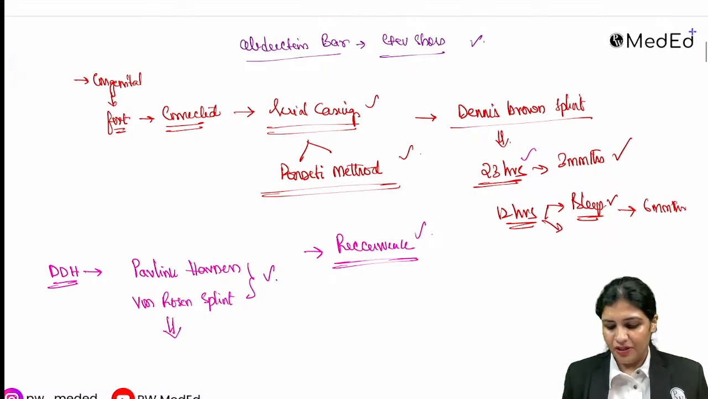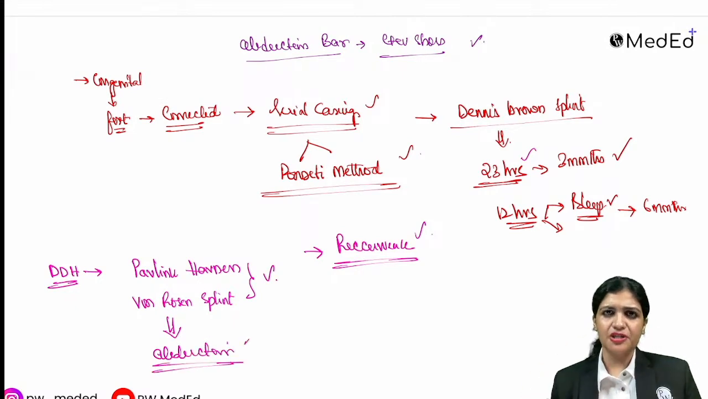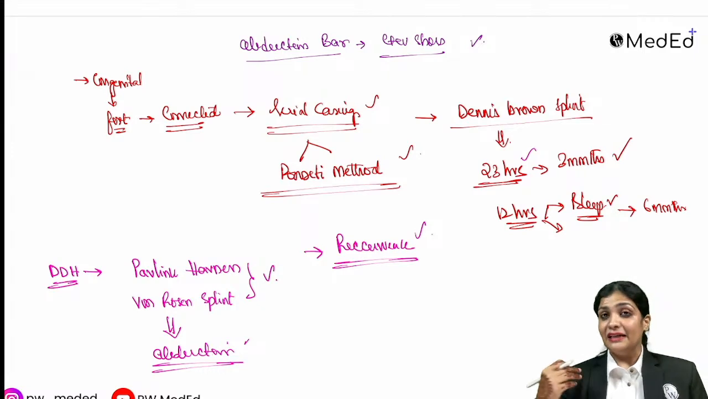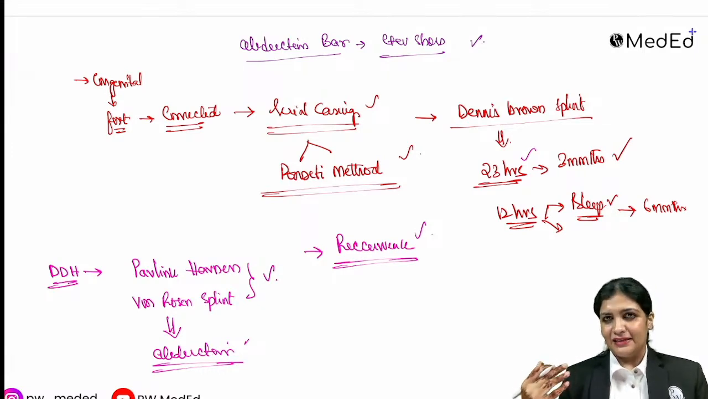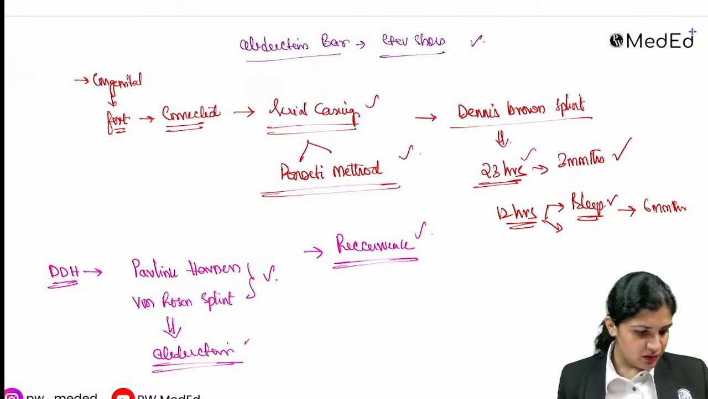also helping the patient to put the limb in abduction. That is the safest position to prevent the dislocation. So abduction is the safest position, and this is done by your Pavlik harness and the von Rosen splint. And similarly in CTEV, you use your CTEV shoes, and then there is a Dennis Brown splint, right? So that is the Dennis Brown splint we are using.